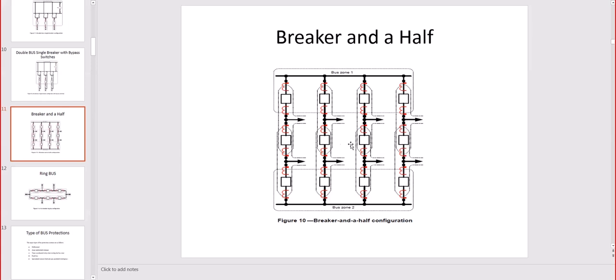The tie breaker normally is open, so you will have bus 1 feeding the upstream feeders and bus 2 feeding the downstream feeders. However, they are all sized for 100% power, so you can actually feed all the loads from one bus or the other via the tie breaker that is in the middle, and that is not normally closed. Only for special applications like hospitals, something that cannot interrupt power, then that breaker may stay closed.